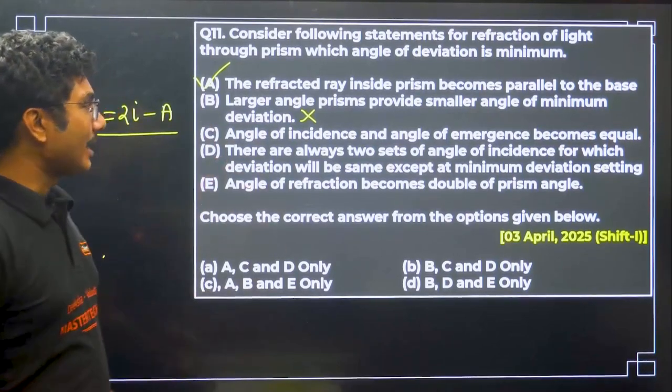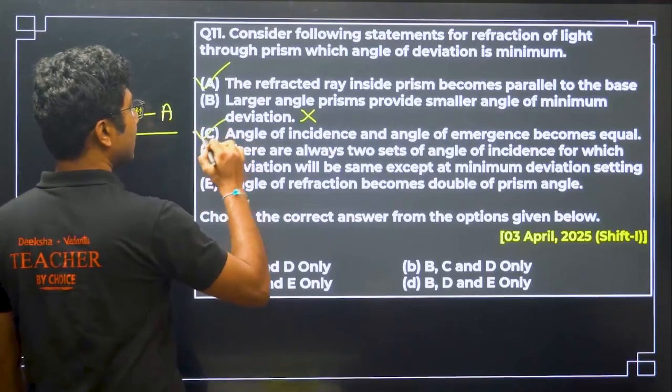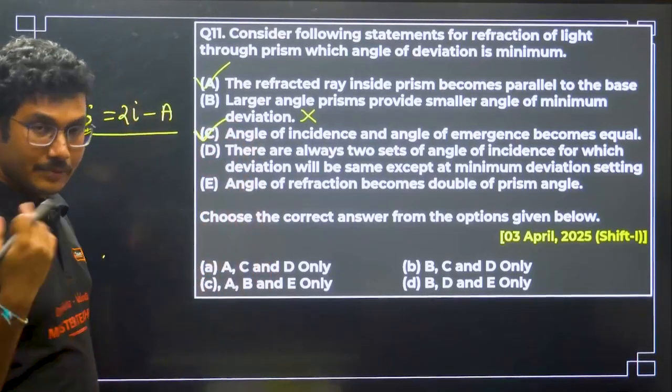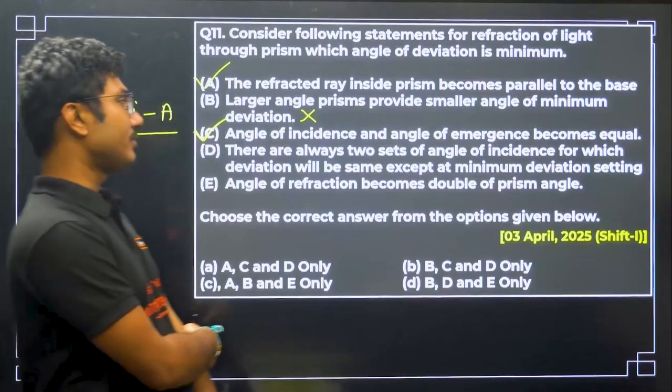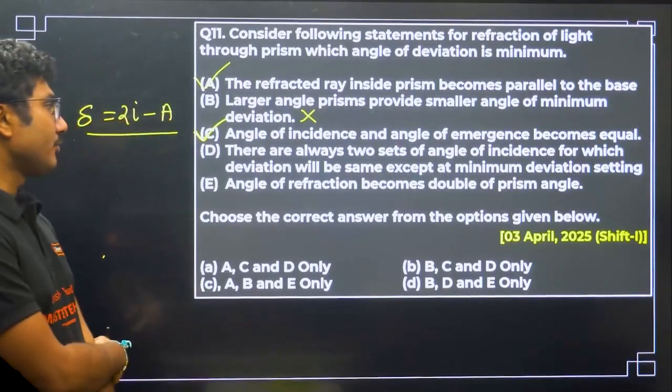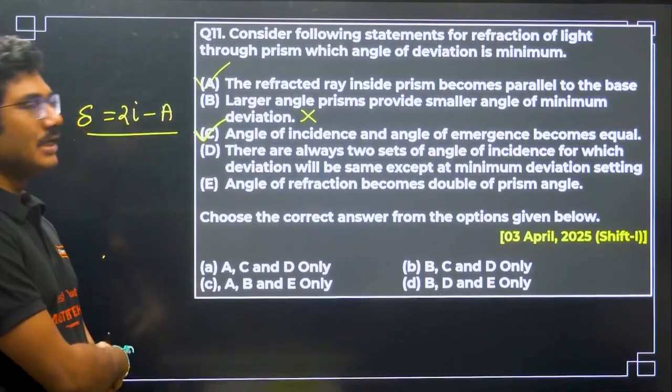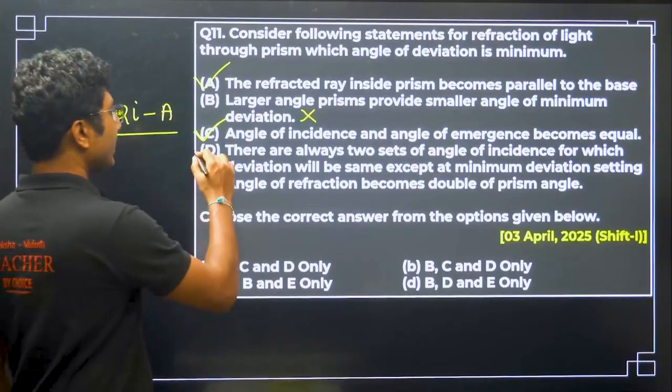Angle of incidence and angle of emergence becomes equal. So this is obviously a correct statement. In case of minimum deviation, i becomes e, right. There are always two sets of angle of incidence for which deviation will be same except at minimum deviation setting. So this is also a correct statement.